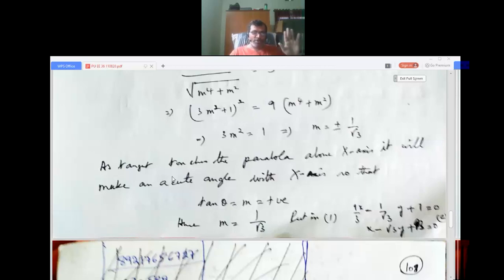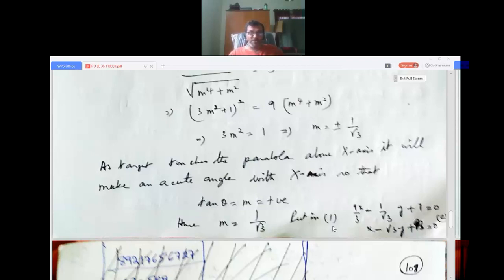Okay, slope. Now, as the tangent touches the parabola above the x-axis, it will make an acute angle theta with the x-axis, so that tan theta equals m is positive. So we take the positive value, m equals plus 1 by root 3, because it touches above. See, it is like this in the positive direction, for y squared equals 4x. So it touches above, it makes an acute angle, so tan theta equals m is positive. So we take the positive value.